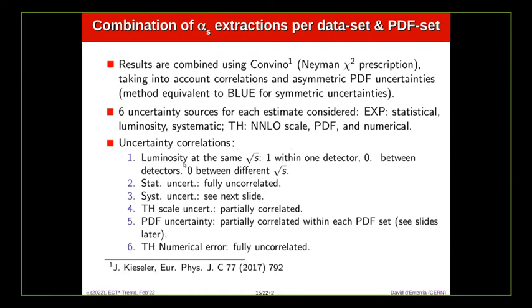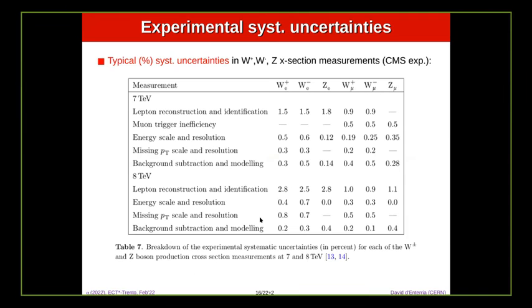Luminosity, which is the dominant one on the experimental side, is fully correlated within one detector and one square root of s. Otherwise, it's uncorrelated between detectors or between different square roots of s. Statistical uncertainty as well as numerical uncertainty are fully uncorrelated, of course. Systematics, and you will see next slide, are partially correlated. And theory and PDF also, you will see, I have some details next.